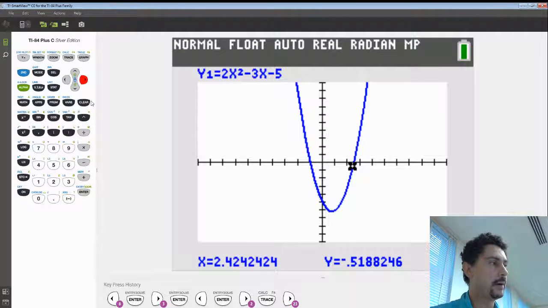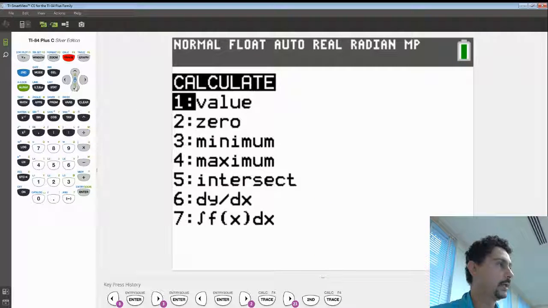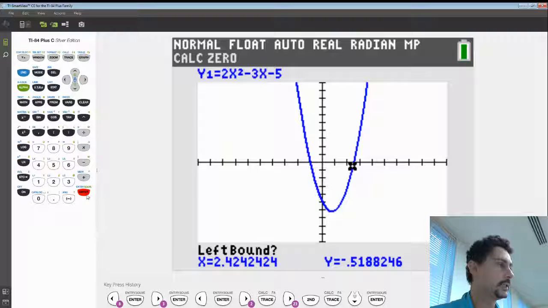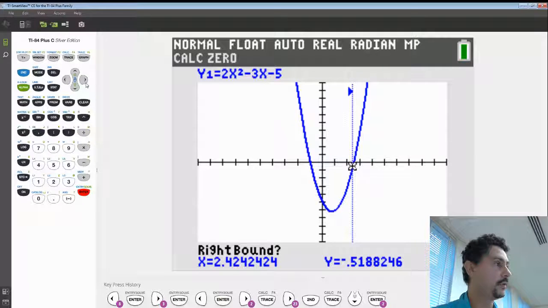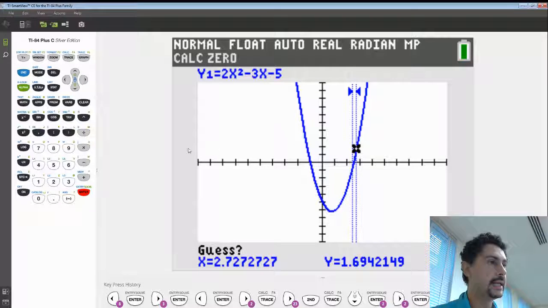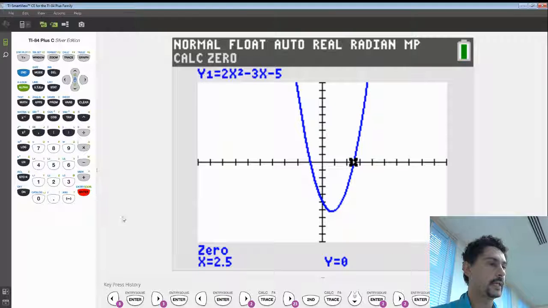Okay, so I'm at the new left bound. Now watch. You do second, calculate again, and then you go to zero, number 2, and then you hit enter. Now this is to the left of what we want. So we're going to move a little bit more to the right. And so it'll say right bound, hit enter again. And now it's going to say guess. And we're going to kind of guess right around there, hit enter. And guess what? We have another zero at x equals 2.5. So we are pretty absolutely confident that the actual answer is 2.5 and the other one is -1.